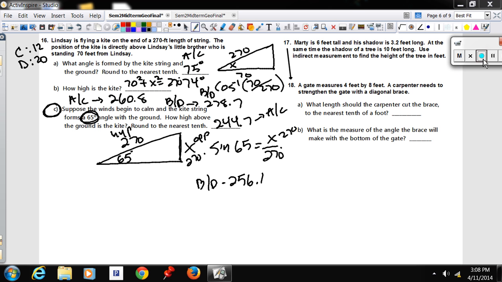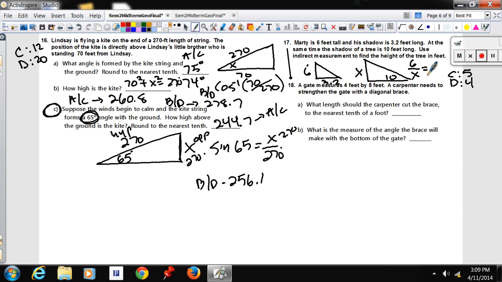number 5 on test C. So C it's number 5, and D it's number 4. And it's number 17 on A and B. Marty is 6 feet tall. His shadow is 3.2 feet. And the shadow of a tree is 10 feet long. And they want to know the height of the tree. So you could set up a proportion many different ways. 6 over x, 3.2 over 10 would work.